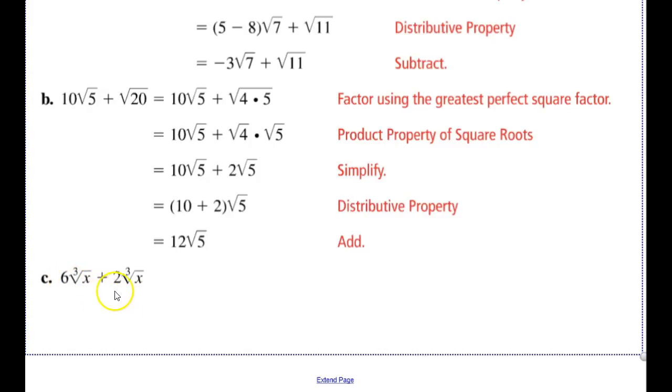So now here we're using cube roots, and we follow the same pattern. So I see that the stuff inside my cube root is the same. I have an x and an x, so now I can go ahead and simplify. So I have 6 plus 2, which gives me 8 cube roots of x. So now this is as simple as I can get it.